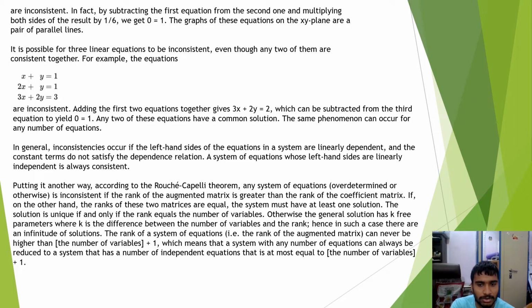Otherwise, the general solution has k free parameters, where k is the difference between the number of variables and the rank. Hence, in such a case, there are an infinitude of solutions. The rank of the system of equations, the rank of the augmented matrix, can never be higher than the number of variables plus 1. Which means that a system with any number of equations can always be reduced to a system that has a number of independent equations that is at most equal to the number of variables plus 1.